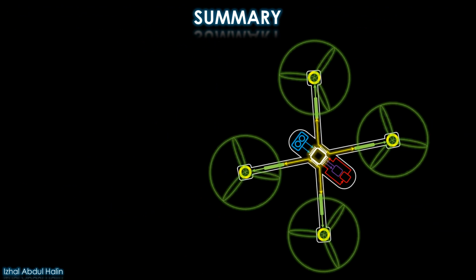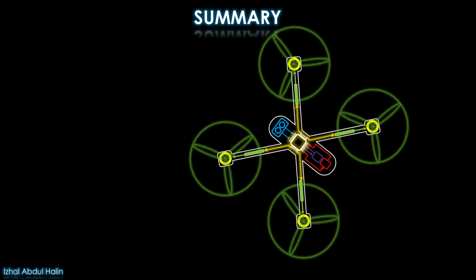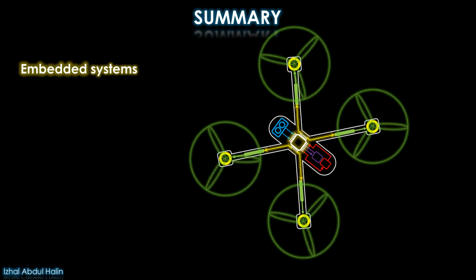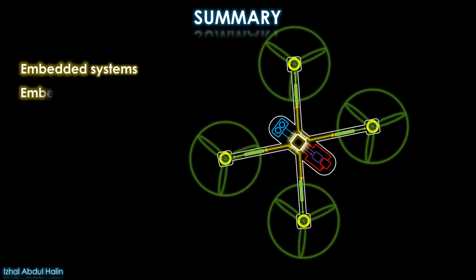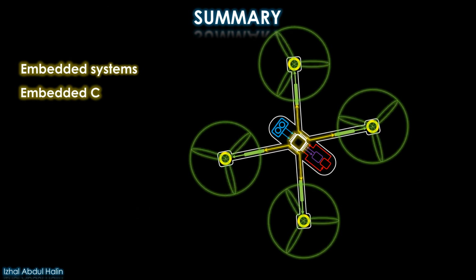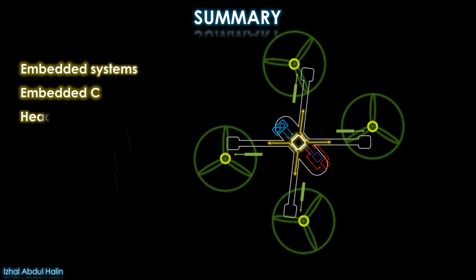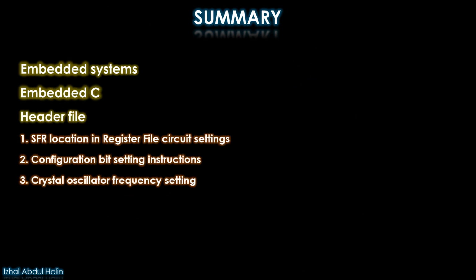That's the basics about embedded C programming for the microcontroller. We have seen what an embedded system is. It's simply devices controlled by a microcontroller that you have programmed to do a specific task. We have also seen what a header file in embedded C contains, which are the SFR locations, configuration bit settings and master oscillator setting. I hope you have learned something new.